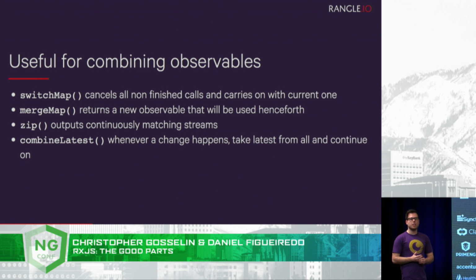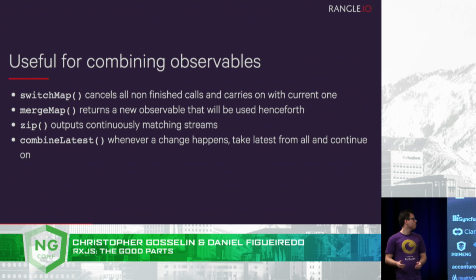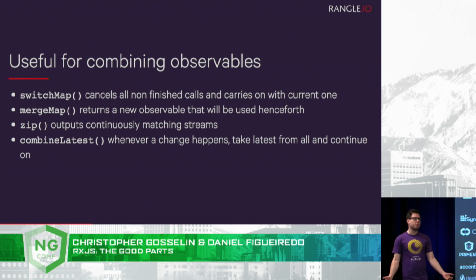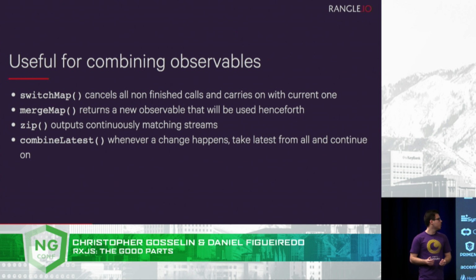.zip, I use it in terms of combining all my HTTP requests. So if I have 5, I'll throw them in a .zip, and then the .zip will combine all the requests and give you all of them at once. combineLatest. So let's say you have 5 different observables all tied to a different keystroke or something like that, whenever one of those keystrokes gets hit, it'll give you all the latest data from all your observables.